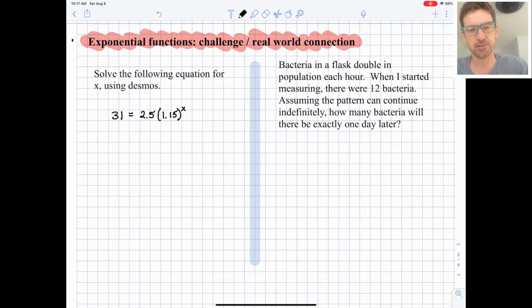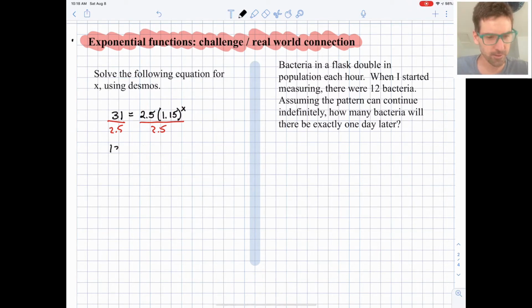So one thing I can do right away is I can just divide by 2.5, and that's a valid thing I could do pretty easily. And 31 over 2.5 is 12.4 equals 1.15 to the x. By the way, what this might model in the real world, the numbers are going to be goofy with this example I'm going to describe, but go with it.